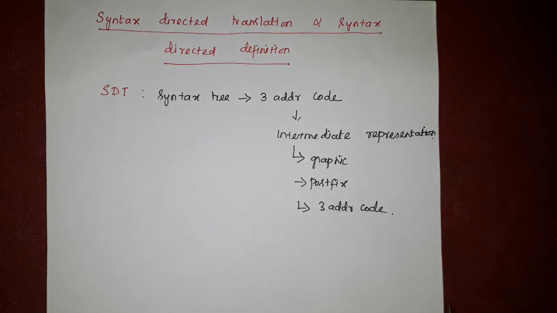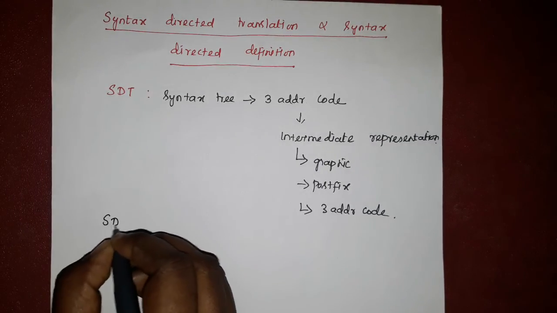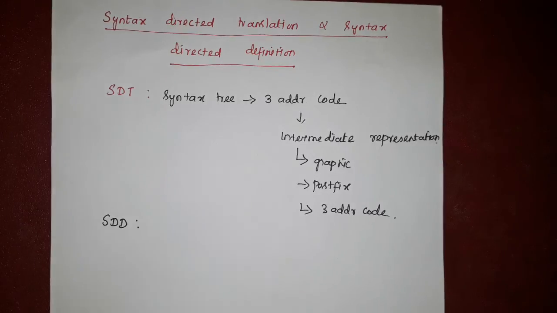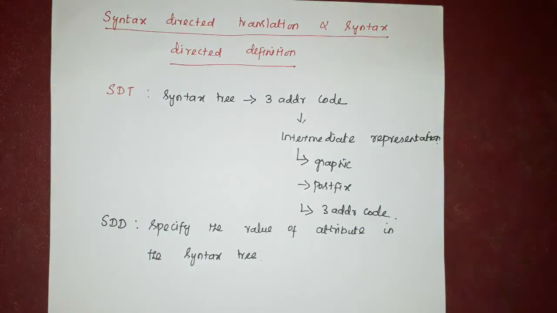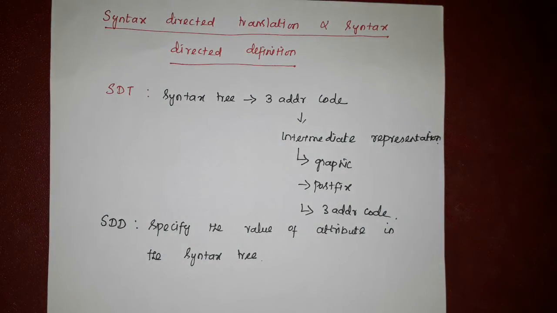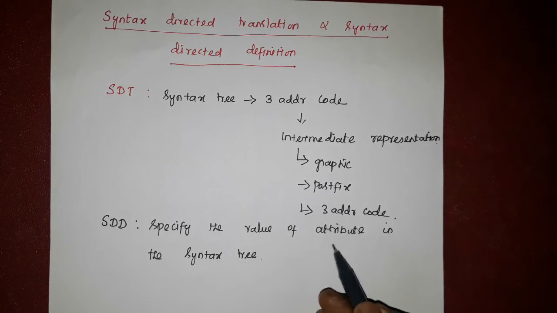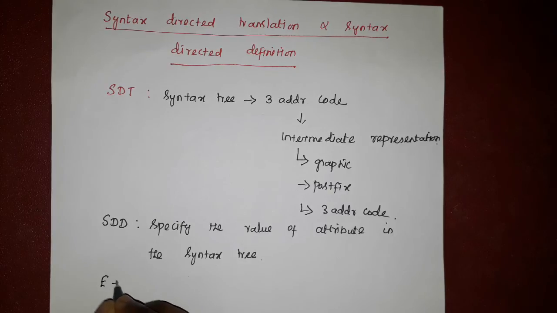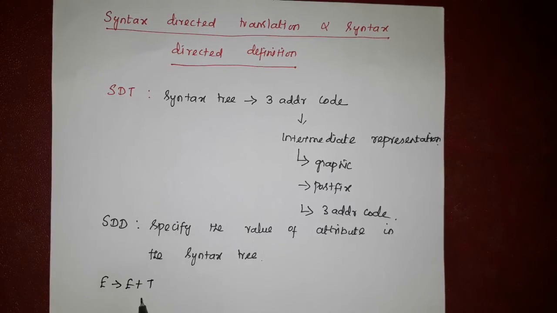Next we will see what is syntax directed definition. Syntax directed definition is nothing but it specifies the value of attribute for the syntax tree. It is used to specify the value of operands or attributes in the syntax tree expressions. For example, E tends to E plus T. This is the expression E plus T.